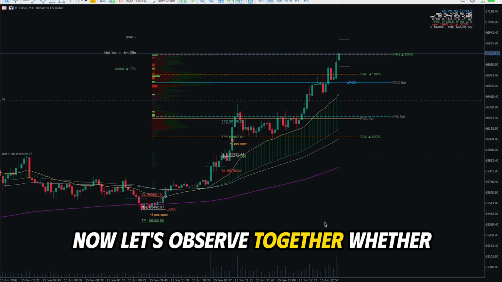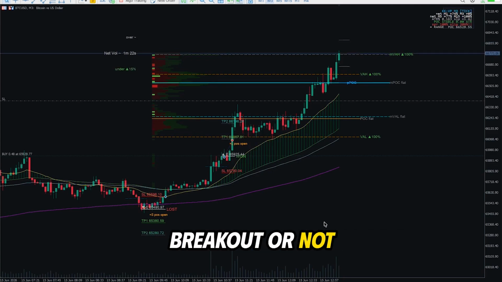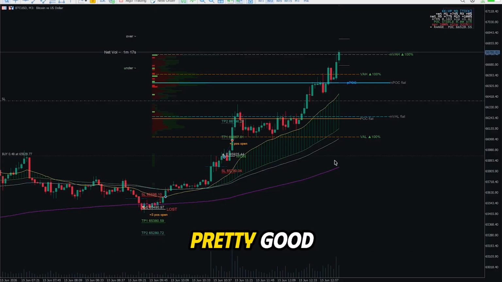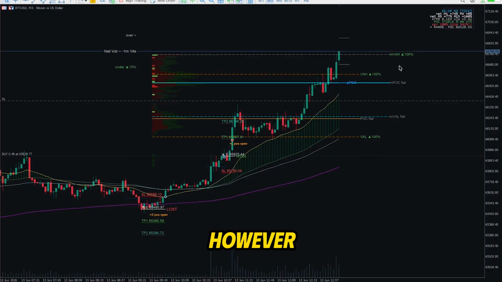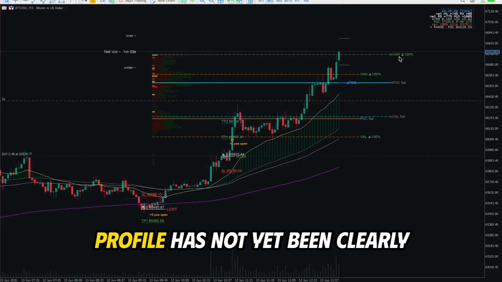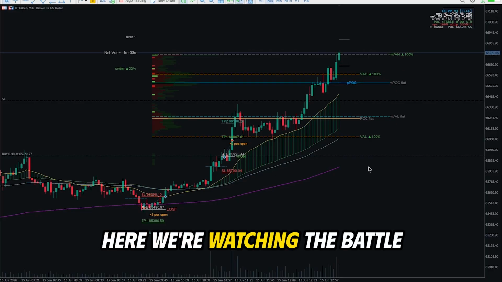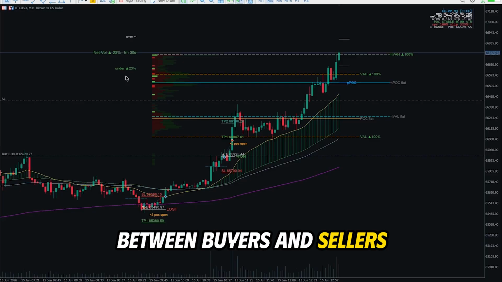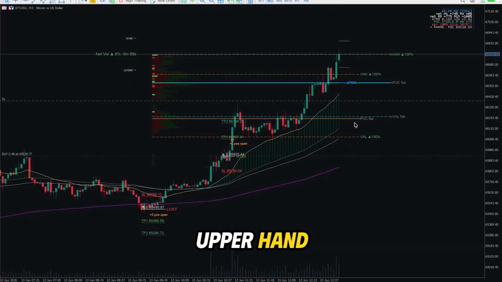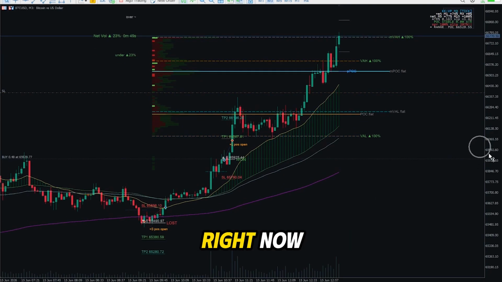Now let's observe together whether in this situation there will be a breakout or not. For now, the price position is looking pretty good. However, the high point within the volume profile has not yet been clearly broken. Here we're watching the battle between buyers and sellers to see which side will truly gain the upper hand. Once we cross this line, when can we actually make a call? Right now.